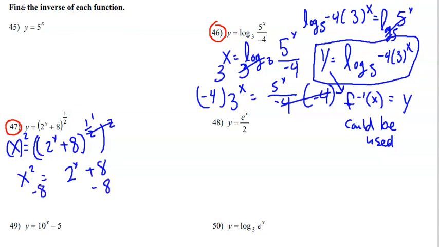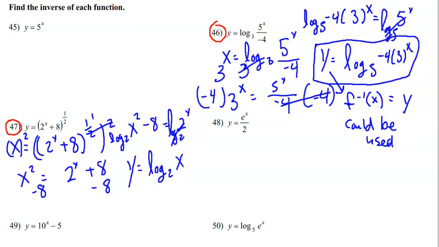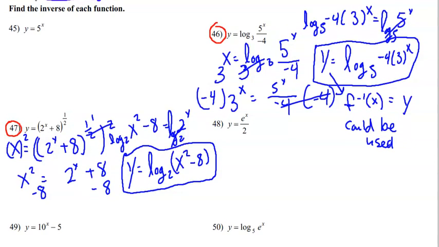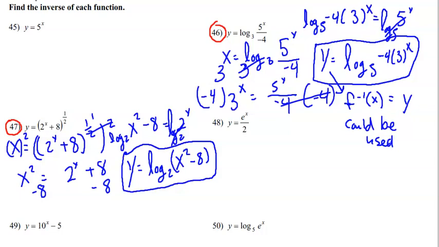Subtract 8 from each side. So then we have x squared minus 8 equals 2 to the y. We're going to log base 2 each side. So then you have y equals log base 2 of x squared minus 8. And that's your inverse equation. Go ahead and try the rest of these on your own, and then check the back to see if you got the right solutions. And then move on to the next video.